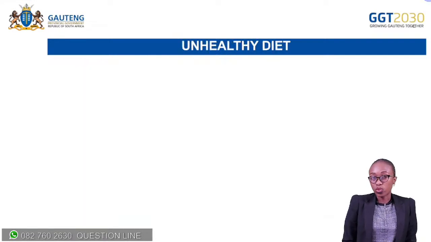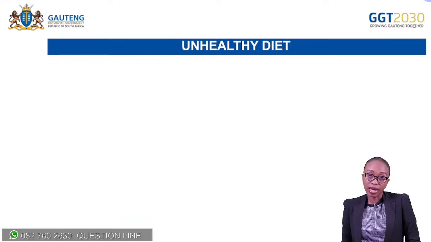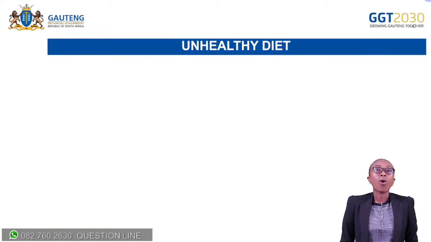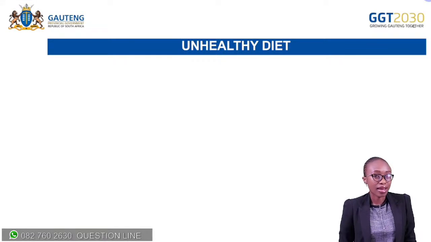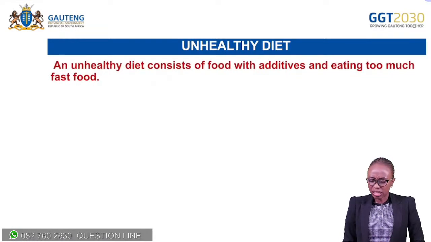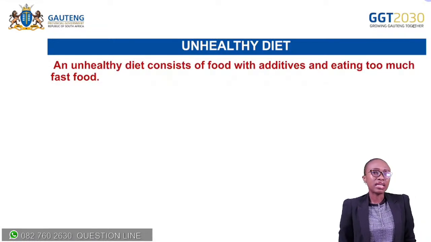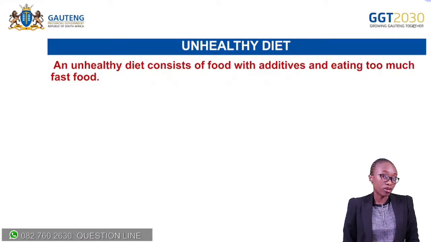Let's move on to unhealthy diet. So we have learned what makes up a healthy diet. Let's learn about what makes up an unhealthy diet. An unhealthy diet consists of foods with additives and eating too much fast food. What do I mean by additives? If you have too much salt in your food, that is very, very unhealthy.